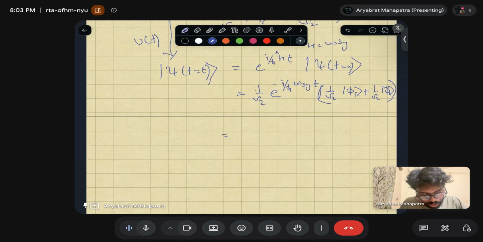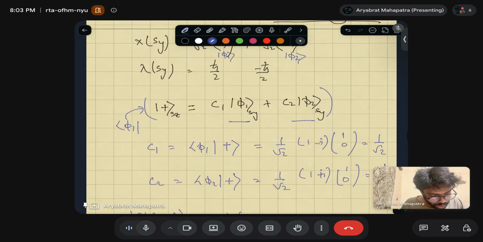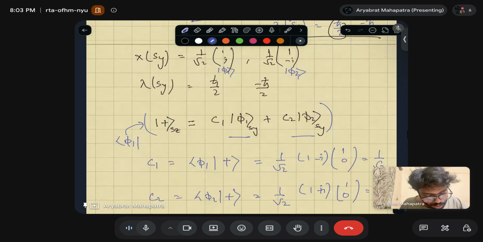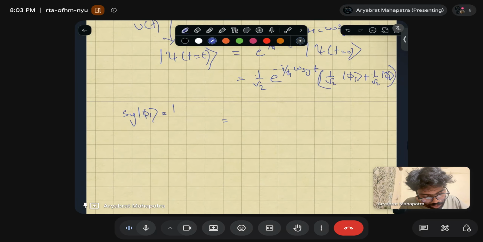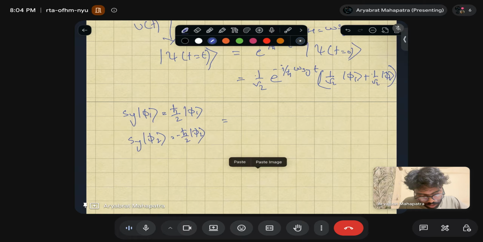One thing you have to remember: when S_y acts on phi 1, what does it give? We have seen the eigenvalues: it will give you h bar by 2 phi 1, and when S_y acts on phi 2, it will give you minus h bar by 2 phi 2. So keeping that in your mind, you will get something here.